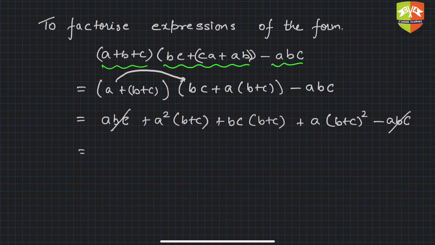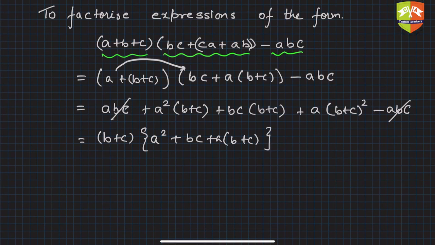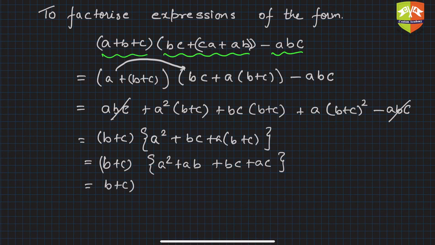So now b + c is common to all, so b + c is taken common and you get (a squared + bc + a(b + c)). Fair enough. Now you can again take something common from here. Why? Because this is a squared + ab + bc + ac. I've just clubbed them in such a way that I can extract some common terms.